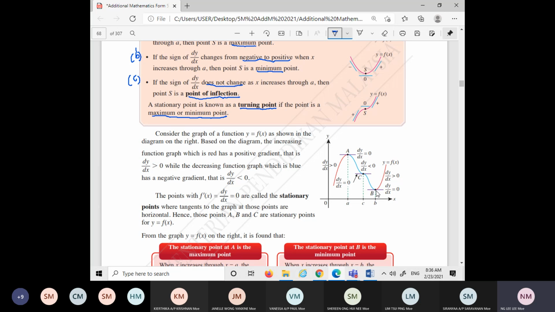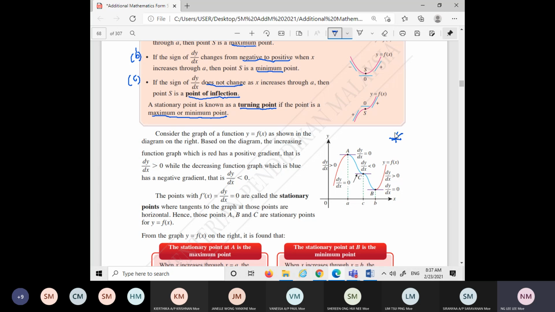Okay, we look at point B. dy/dx at the point B is 0. So this is another stationary point. Same thing. Before, the gradient is positive. Then the gradient is negative. After, the gradient is positive. Therefore, this is a minimum point. Negative changes to positive. This one is positive changes to negative. How about point C? Point C, this one we call a point of inflection.